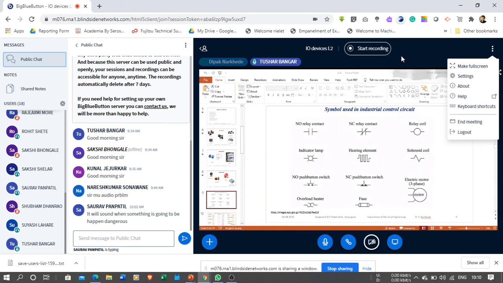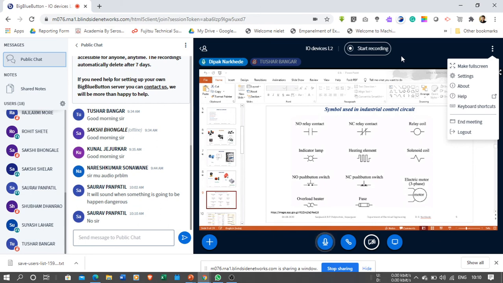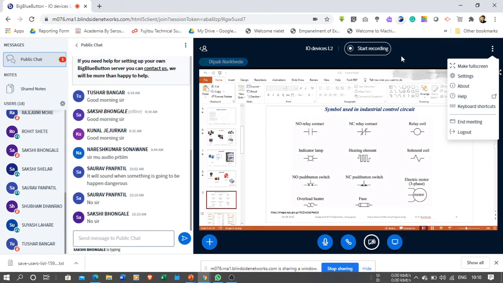Okay, so a small assignment for you. Draw all the symbols.